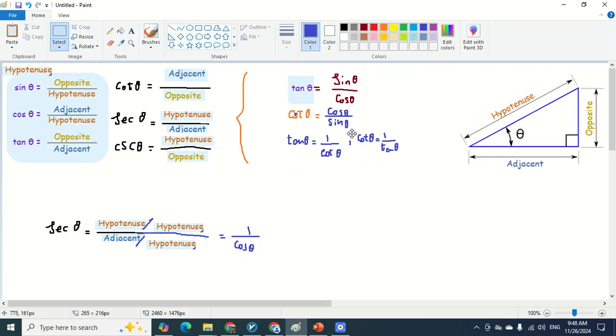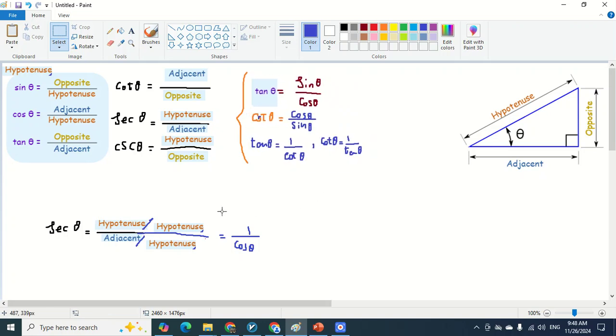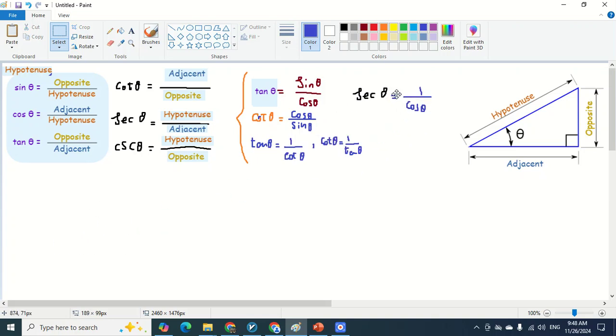Means that we can rewrite that one as follows: secant of theta is equal to 1 over cosine, as you can see. And in a similar way, if you do the same thing for the cosecant of theta, then you will find out that the cosecant of theta as well is equal to the inverse of sine.